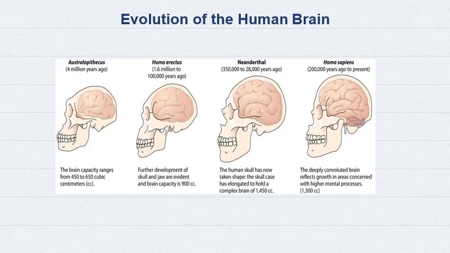Next, the Neanderthal, the caveman. So the human skull has now taken shape. The skull case has elongated to hold a complex brain of 1450 cc. And the Homo sapiens is the brain structure up to present, where there is a deeply convoluted brain that reflects growth in areas concerned with higher mental processes, with 1300 cc more or less. So makita natin nagkaroon ng enlargement in proportion to the skull because of evolution.